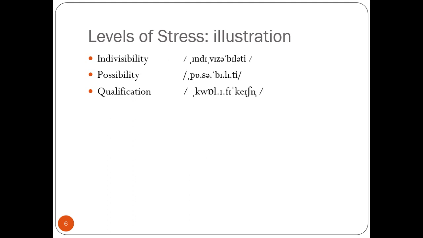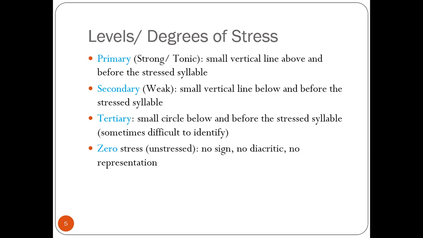They've got 7 syllables. Okay, let me help you identify stressed syllables. Before that, keep this in mind. Why do we have levels? There is a difference. The primary stress is the strong stress, which is strongest. Then we have secondary, and then tertiary.